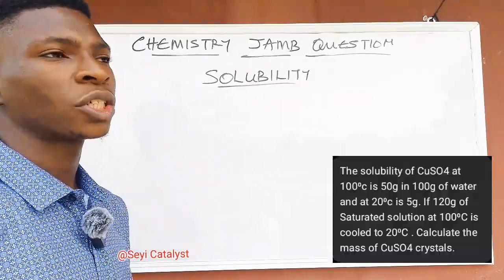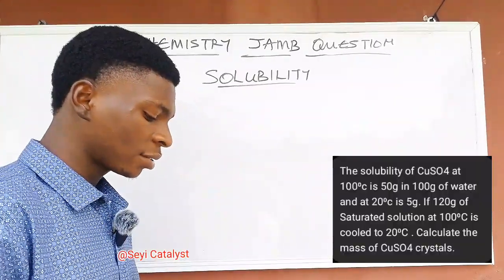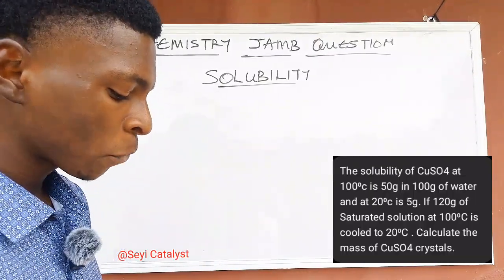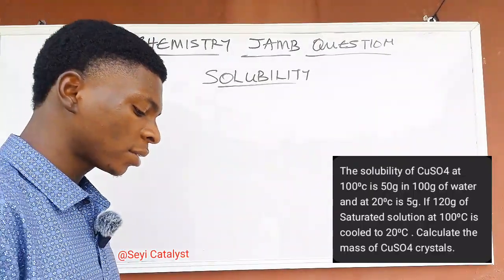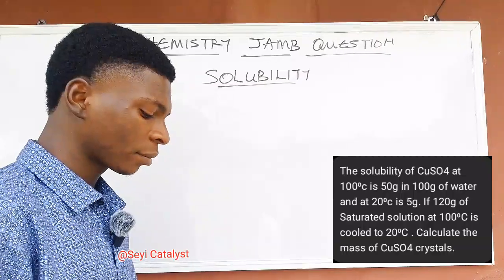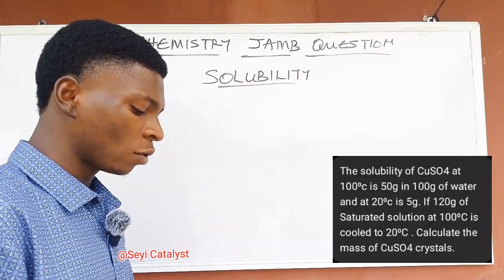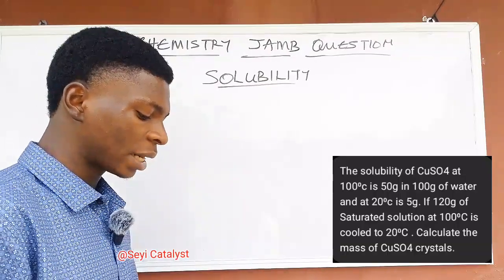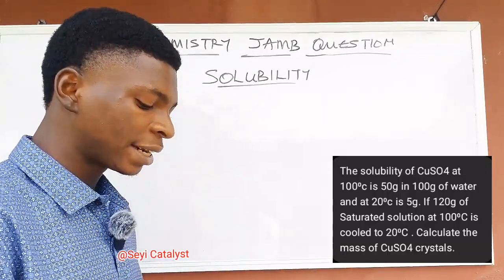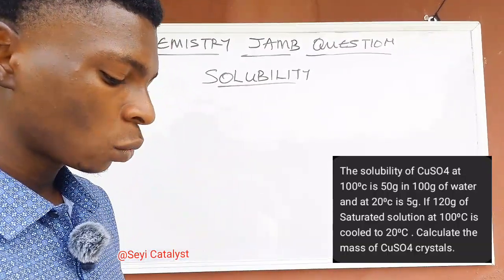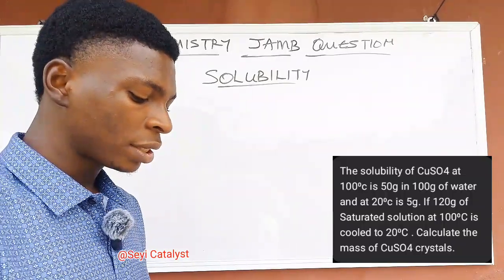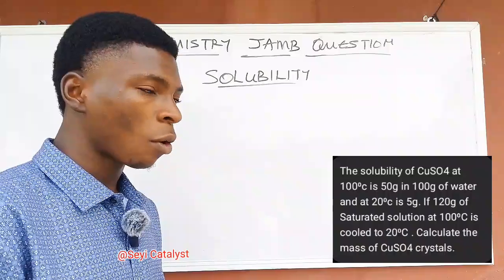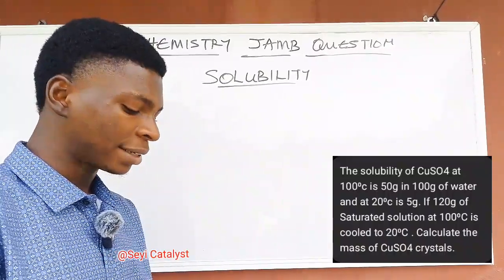So somebody sent me this question and I decided to solve it for every one of you. So let's read the question on the board. The solubility of copper sulfate at 100 degrees is 50 gram in 100 gram of water and at 20 degrees, 5 gram. If 120 gram of saturated solution at 100 degrees is cooled to 20 degrees, calculate the mass of copper crystal.